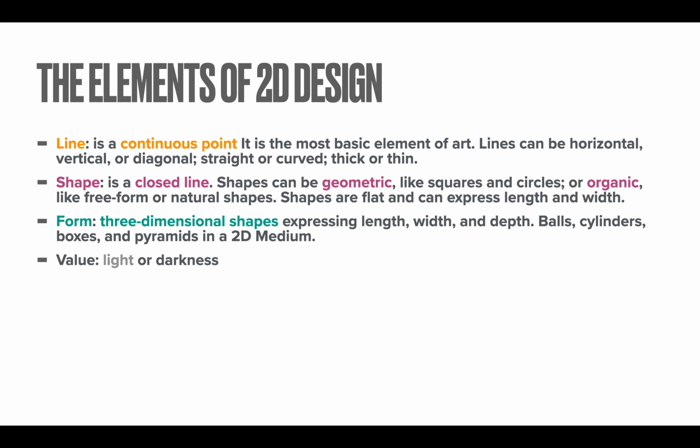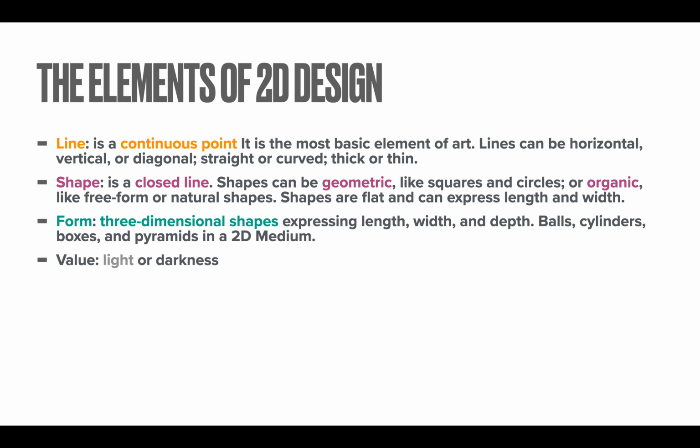Form, very similar to shape, although it's expressed in 3 dimensions. So that can be literal in that a sculpture or something made out of clay is a 3-dimensional object, but it can also be in a painting how we make something look as if it is 3-dimensional in an illusory way. So if we have a building in a painting and we want to make it look as if there's length, width, as well as depth, that is expressing form even in 2 dimensions.